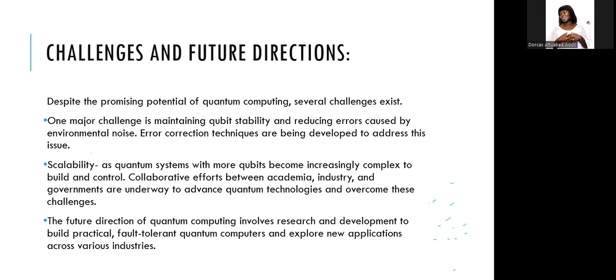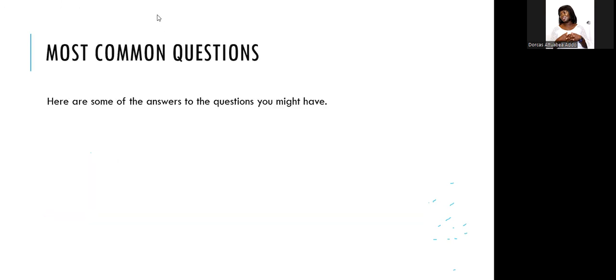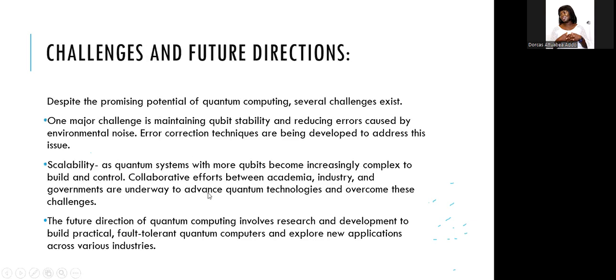So those are the areas of application for quantum computing. And then, like I mentioned, quantum computing has its advantages, but it also has its challenges. So I'd just like to mention a few of its challenges and maybe what I feel and think is the future direction of quantum computing. Despite the promising potential of quantum computing, there are still several challenges that exist. One major challenge is maintaining qubit stability and reducing errors caused by noise.